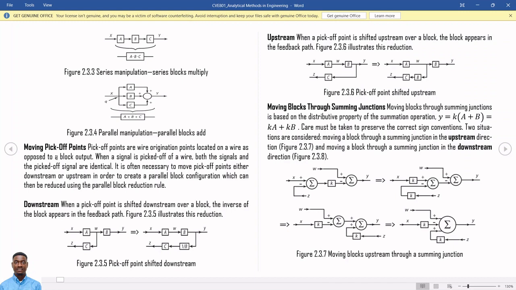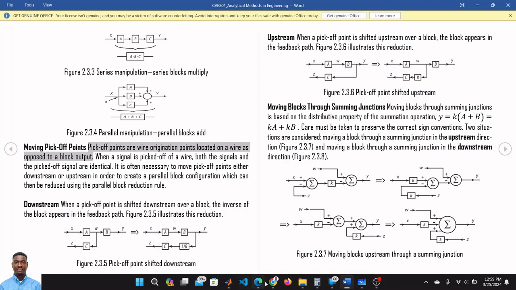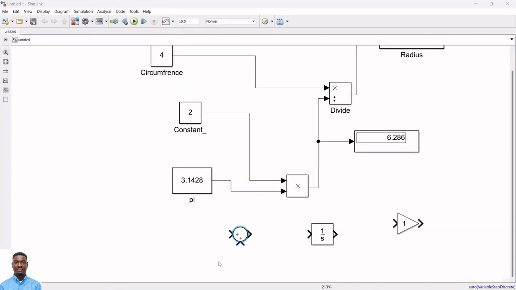Then we have what we refer to as manipulation based on pick-off points. A pick-off point is when you have a certain signal wire that is connected to an existing signal wire, which means the same signal flowing in wire A is flowing into wire B, so wire B has its own pick-off point from wire A. Let me show you that in MATLAB here.